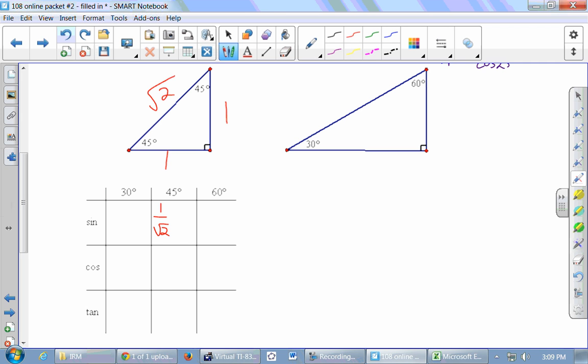If I want to do cosine of 45 and put it in here, well, that's just adjacent divided by hypotenuse. Again, I'll pick that 45-degree angle. Adjacent is 1, hypotenuse is root 2, so this ratio is actually exactly the same. This is also 1 over root 2. And then finally, tangent of 45 down here, it's the opposite divided by the adjacent. Opposite is 1, adjacent is also 1. 1 divided by 1 is 1.